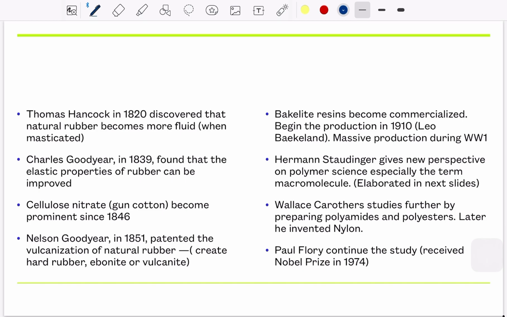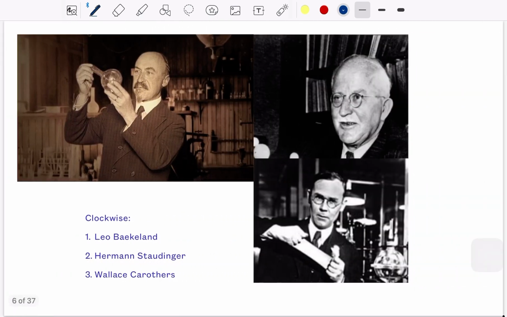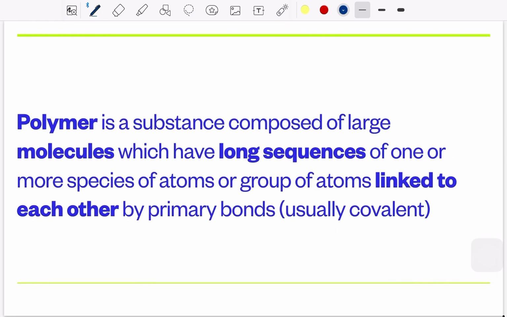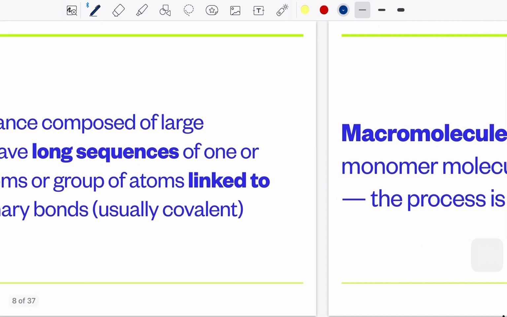And then also Charles, he prepared something that is remarkable even until now, although he died by suicide. And also Bakelite. So those are just the history part of the polymer. This is the man, okay, Baekeland, Staudinger, and Charles. And then we already have until here and also here.